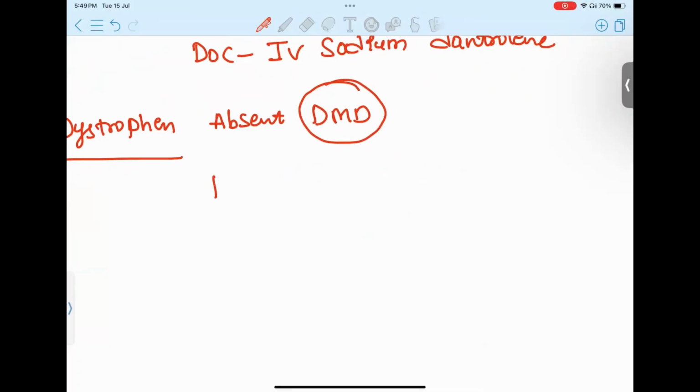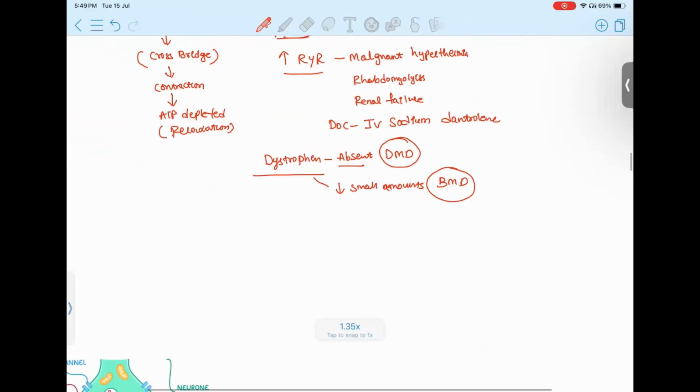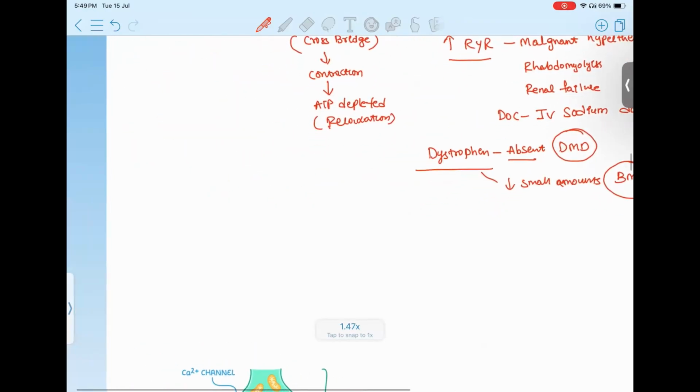But if the dystrophin is present in very small amounts only, this will cause Becker muscular dystrophy, your BMD. In DMD, the dystrophin is completely absent; in BMD, only small amounts of the dystrophin are present. So these are the disorders involving the formation of your muscle contraction.